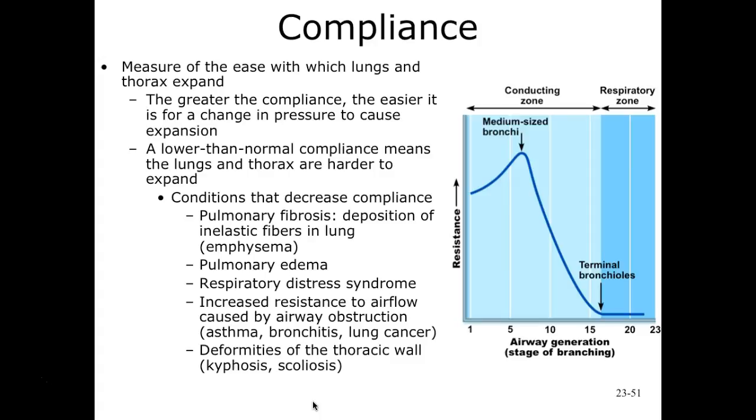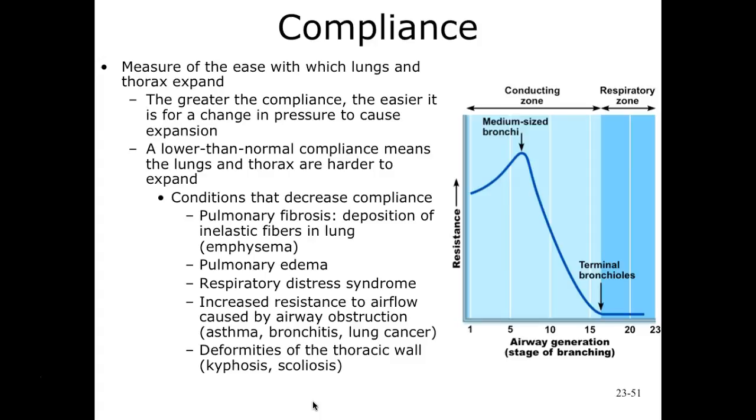So our normal person is going to have a compliance of 0.18 liters per millimeter mercury. Now what that means is for every 1 millimeter mercury of change in our intra-alveolar pressure, the volume is changing by 0.18 liters.